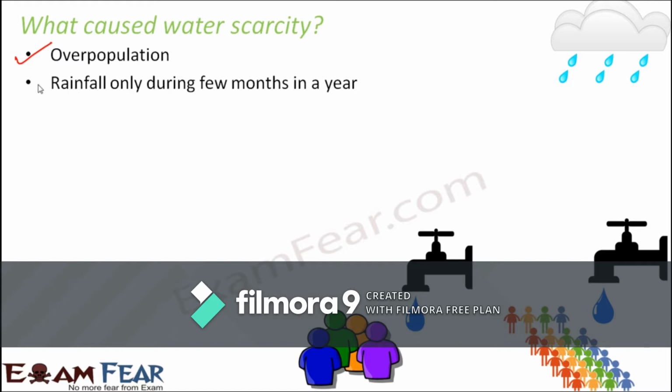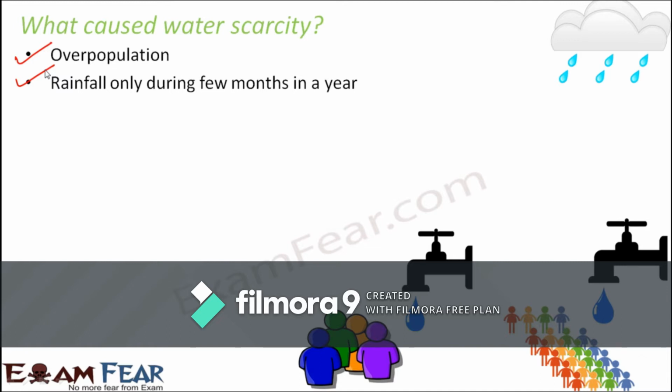Secondly, rainfall occurs only during a few months in a year. If you look at the rainfall distribution, forget about other areas, talk about India itself. During the monsoon we have heavy rainfall, but during summers we have less rainfall. Again, during winters we have less rainfall. During monsoon there is so much rainfall, but in the other months of the year there is none. So during those months there are chances of water scarcity.